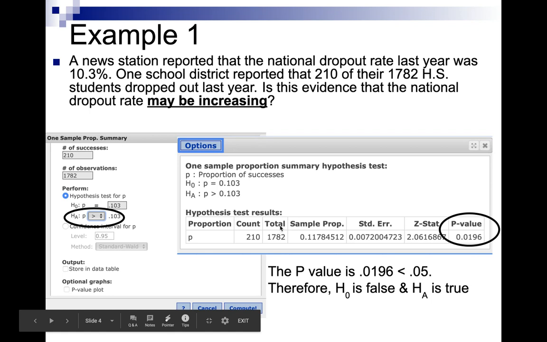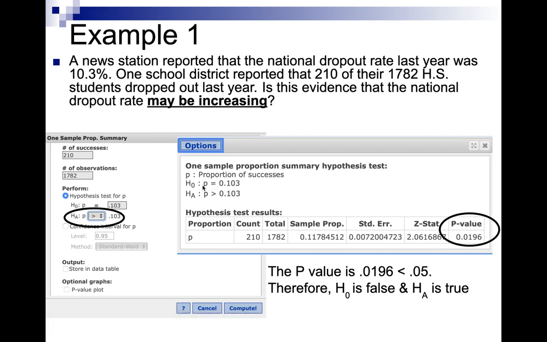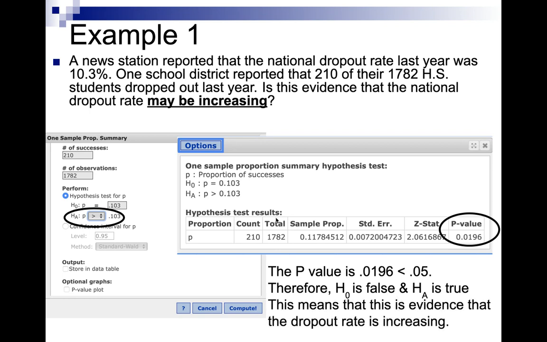Okay. Now, in context, what does that mean? If I look over here, we have proven that this one is false, and we have thus proven that the alternative is true. In other words, that it's greater than 10.3%. So, in context, because the alternative, the greater than, is true, then that means to answer the question, is this evidence that the national dropout rate may be increasing? The answer is yes, it is. Yes, it is increasing.